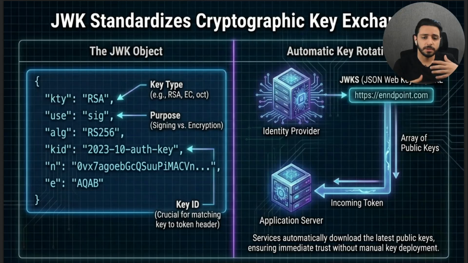Well, we talked a lot about the structure of these tokens and the keys that lock them, but we haven't looked at the actual math that makes it all possible. So now let's dive into JWA, or JSON Web Algorithms, to see the logic behind the encryption.